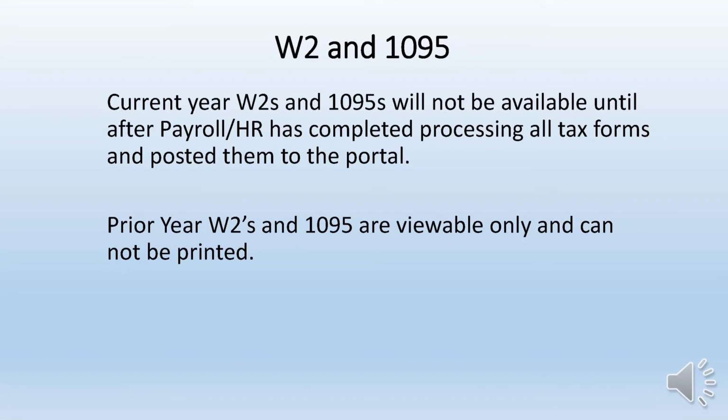W-2s and 1095. The current year W-2s and 1095 will not be available until after Payroll HR has completed processing all tax forms and posted them to the portal. Prior year W-2s and 1095 are viewable only and cannot be printed.